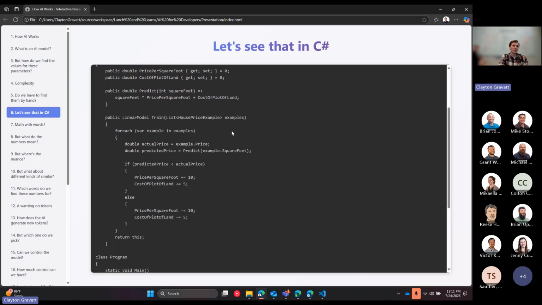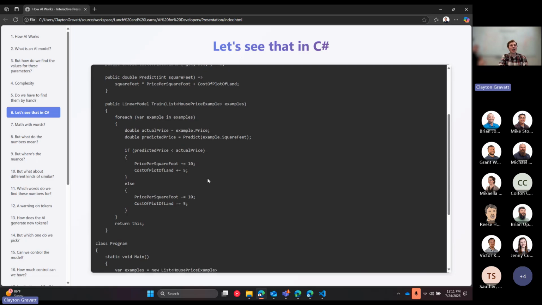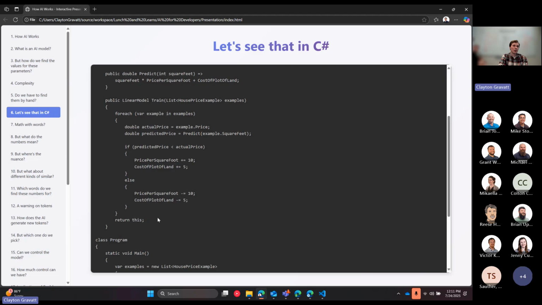It should take in an array of these examples we've recorded down. And for each of these examples, let's do something simple. Let's make a prediction to start with, just with the parameters it has, and compare that against the actual price we saw for that specific example. And if our predicted price is too low, if it's below the actual price, let's nudge the price per square foot and the cost of land up a little bit. So we'll move our parameters up a little bit if we're guessing too low. And if we're guessing too high, then we'll move our parameters down a little bit. And then we'll just return the model that we have with our updated parameters.